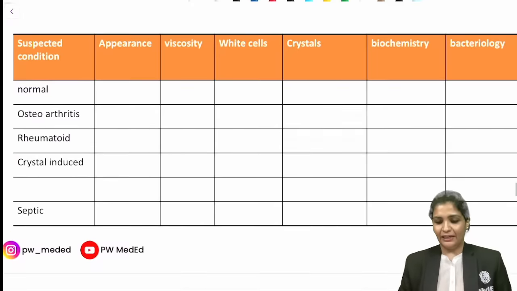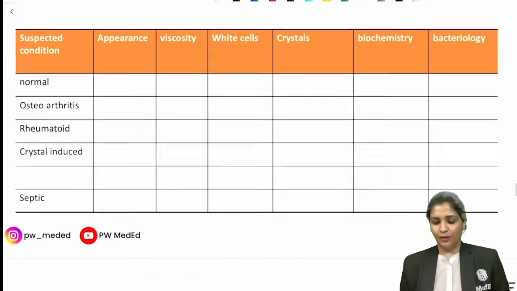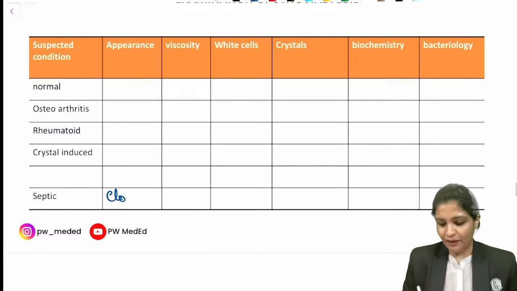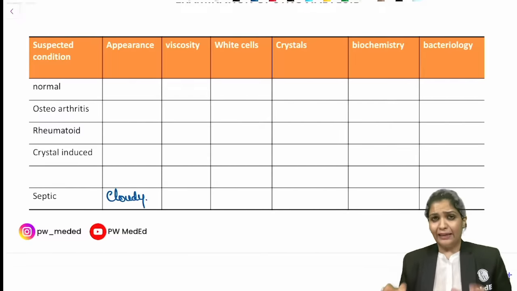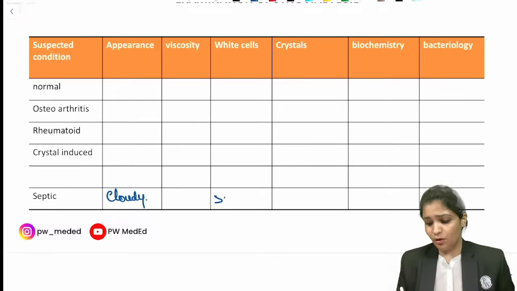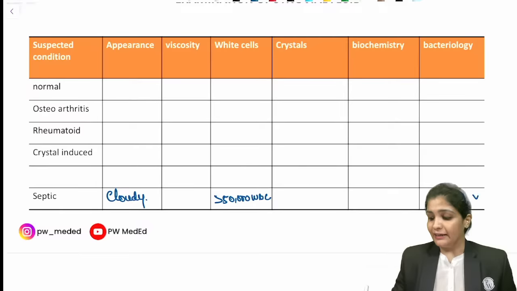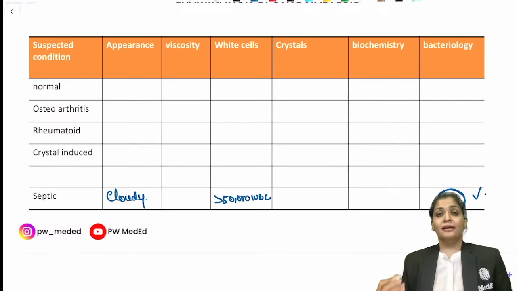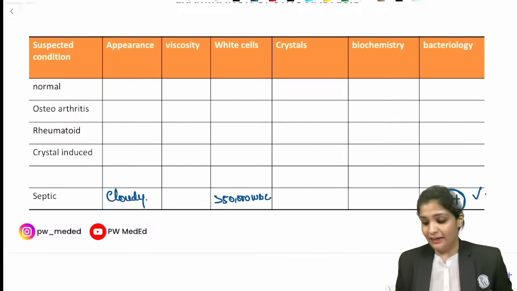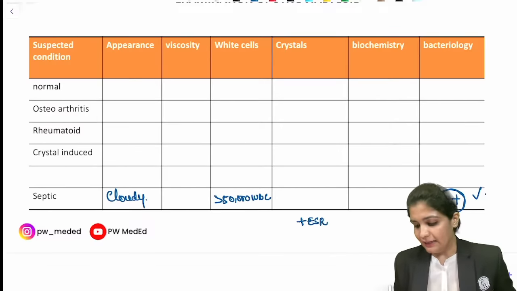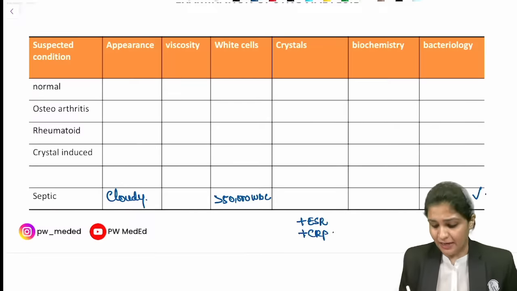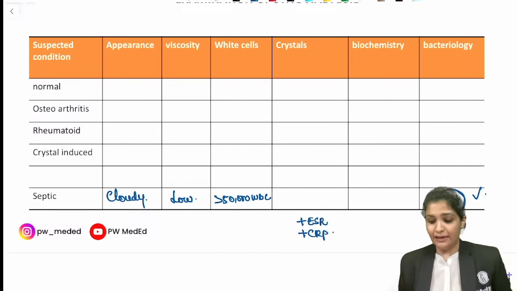In case of septic conditions, whenever you take this fluid, it will be cloudy. Why cloudy? Because of the presence of n number of white cells, that is more than 50,000 white cells will be present. So more than 50,000 WBC cells are present, and the bacteriology culture will be positive. That will indicate you're treating septic arthritis in relation with your elevated ESR and elevated CRP, right? There will be no crystals present and it will be very low in viscosity, right?